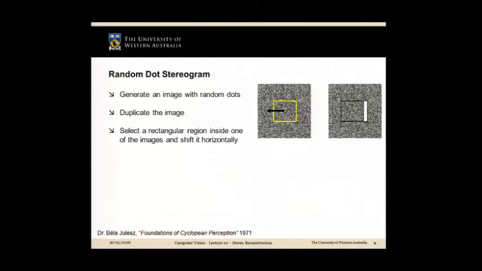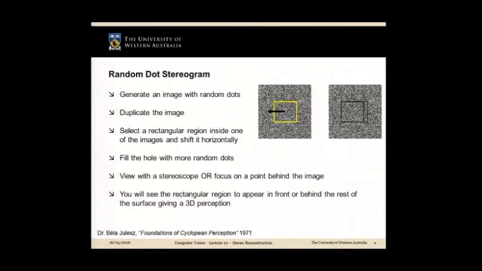Now, to generate that 3D effect or depth effect, we have the random dot stereogram. You generate an image with random dots. This image is just a matrix. You can generate this matrix in MATLAB using some random values, combinations of zeros and ones. So just random dots, and you select a rectangular region inside this image and you move it. Let's say you move this rectangular region to the left, and you fill that space.